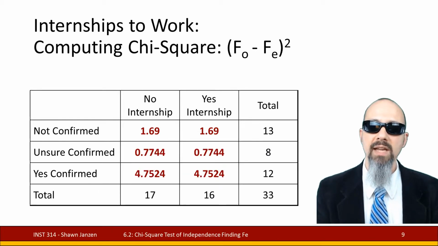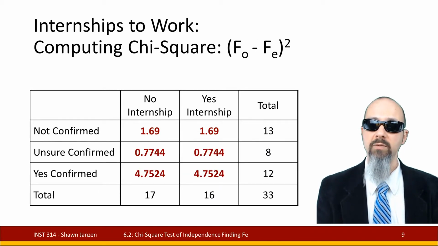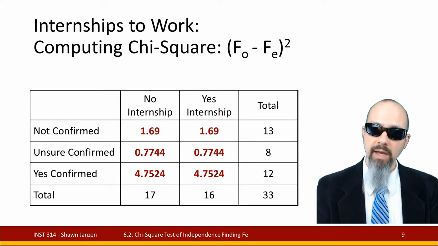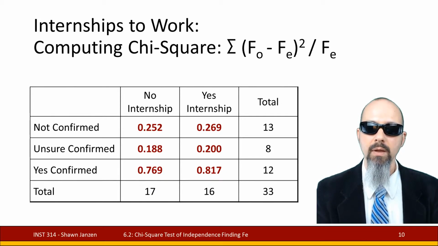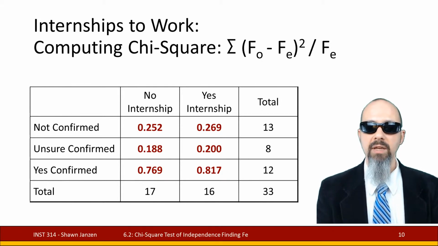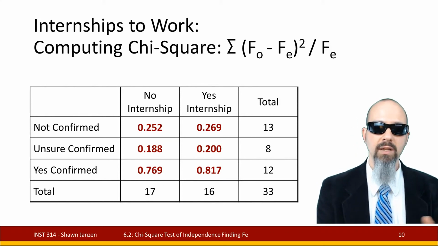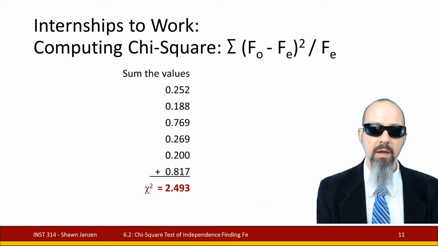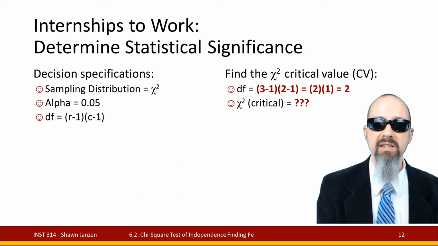Now, in the next step, we square the differences, observed minus expecteds. So we can just take that entire table and square every value in it, which correspond to the values on the screen. And then we can take each of those values and divide it by the F sub E. So that F sub E for the no internships and confirmed was 8. It was 5 for the yes internships and confirmed, and so on, giving us the values that appear in our tables here. Once we have each of those, we can just sum them up, and we get a total chi-square value of 2.493. Now, let's go back and determine if we were statistically significant or not.